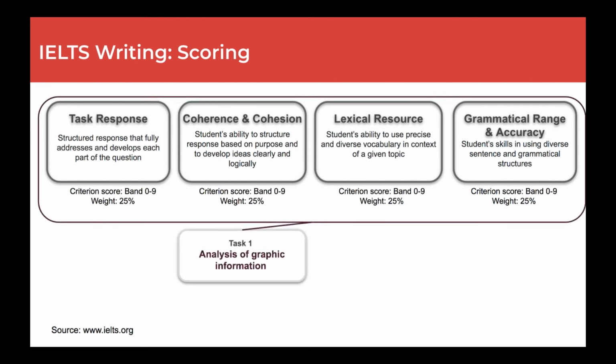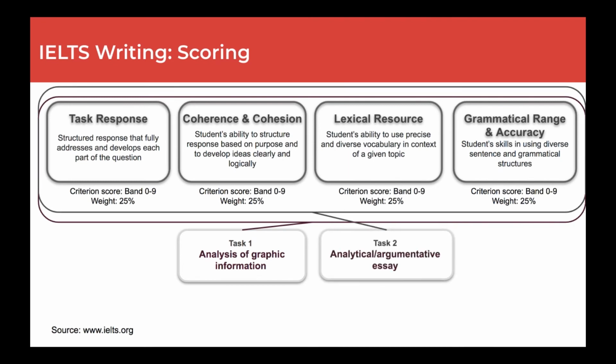So for task 1, for example, it's going to be a mean of the 4 scores in each of the criteria, and then the same will be for task number 2, and then the overall grade for your writing section would be the mean of the 2 tasks.